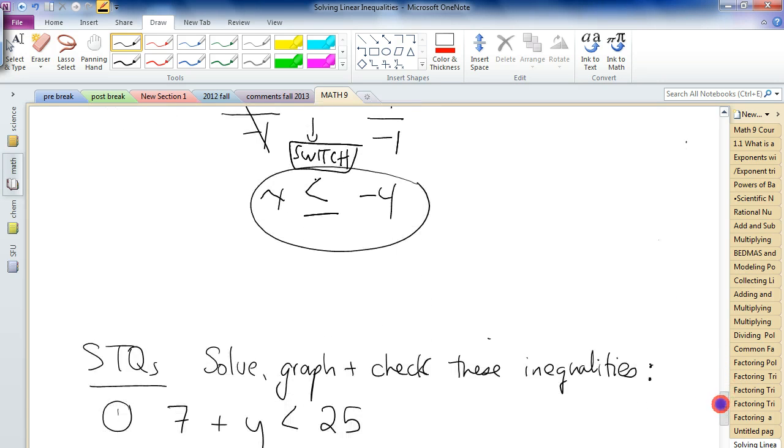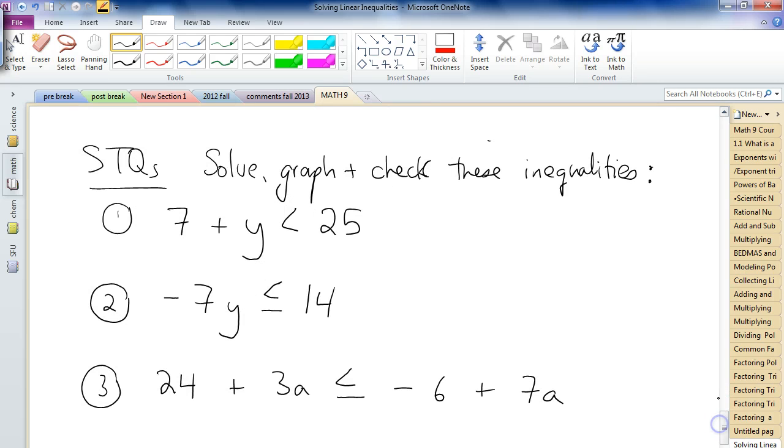All right. Here are your skill testing questions. For each one, you need to solve it, graph it, and check it. Each one gets the full meal deal treatment. And you only have to check with one number.